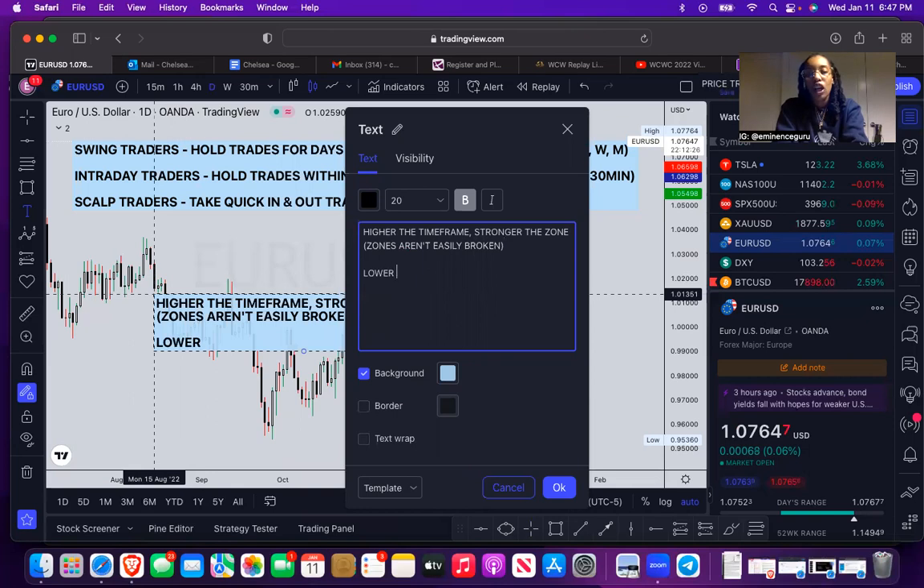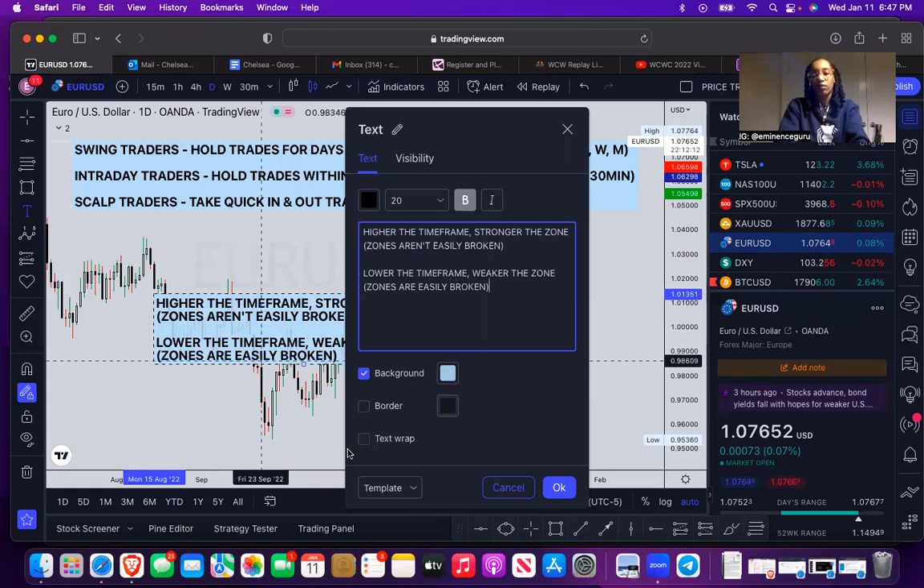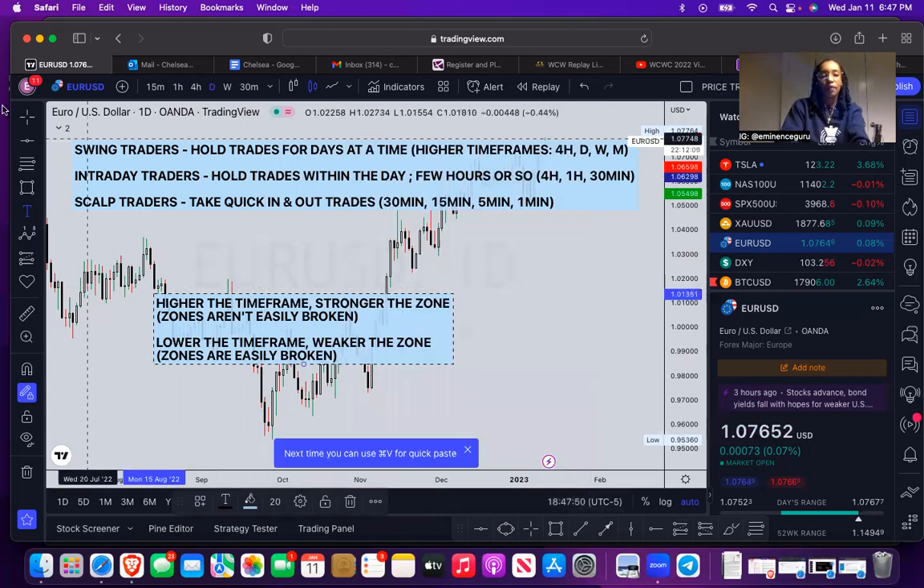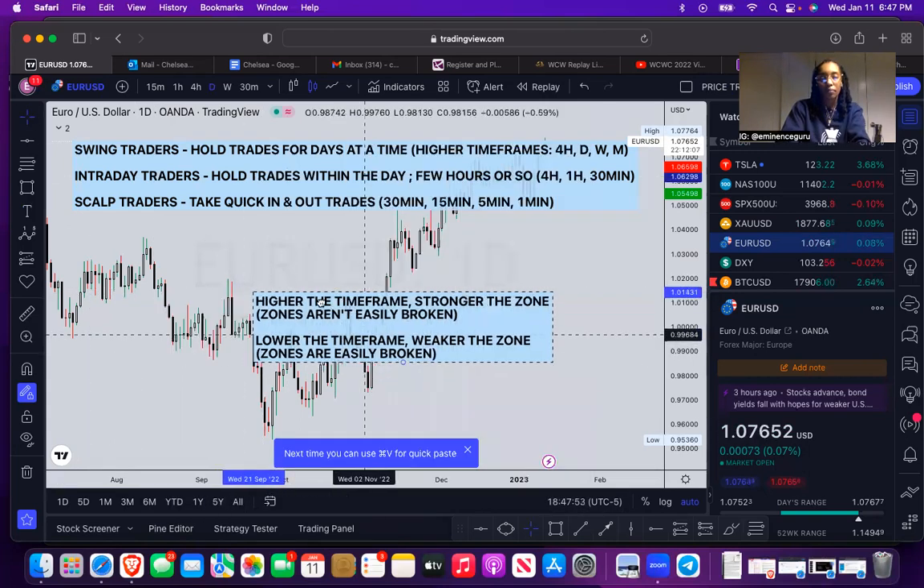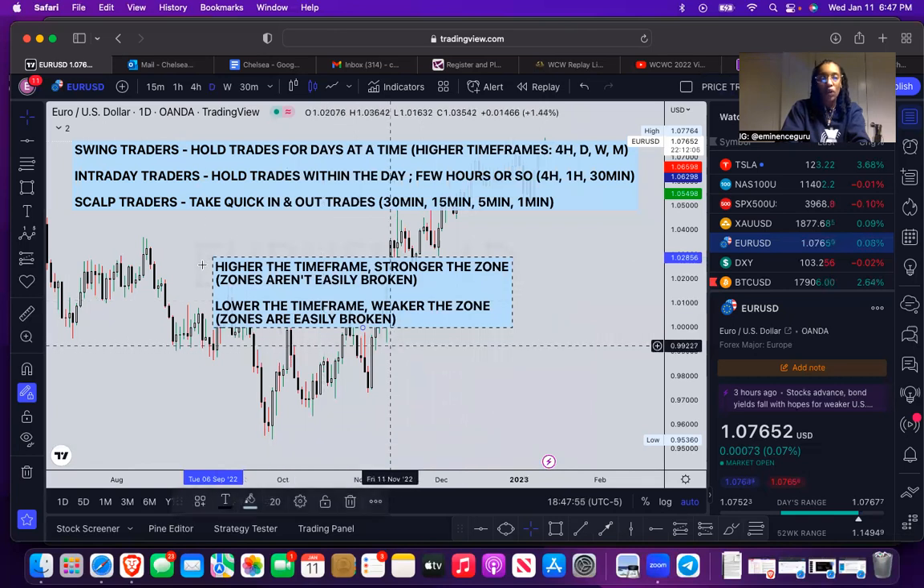Lower the time frame, weaker the zone, because these zones are easily broken. So our scalp traders, that's why they're in and out, because these zones that they're trading at, they know that if they miss their chance, they might miss it, and they have to wait again.